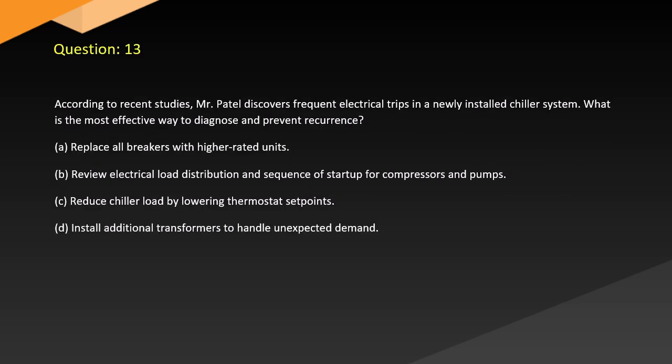Question 13. According to recent studies, Mr. Patel discovers frequent electrical trips in a newly installed chiller system. What is the most effective way to diagnose and prevent recurrence? A. Replace all breakers with higher rated units. B. Review electrical load distribution and sequence of startup for compressors and pumps. C. Reduce chiller load by lowering thermostat set points. D. Install additional transformers to handle unexpected demand.